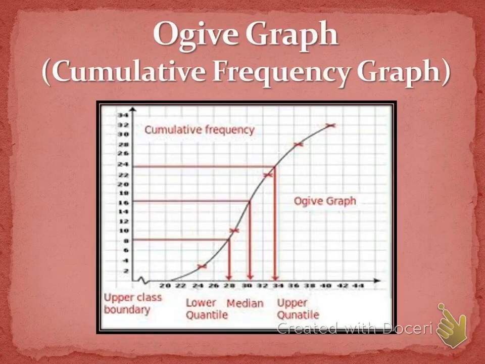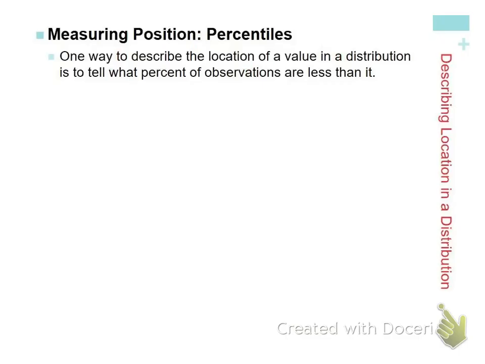Okay, so now we're going to talk about ogives, ogive graphs. Ogive graphs are just a fancy word for a cumulative relative frequency graph. Okay, we learned a little bit about that in our module.